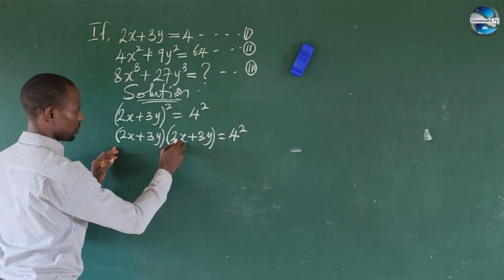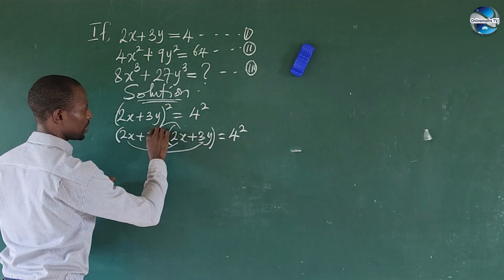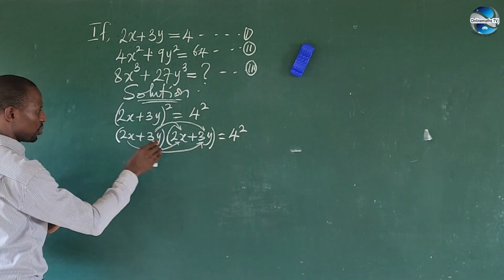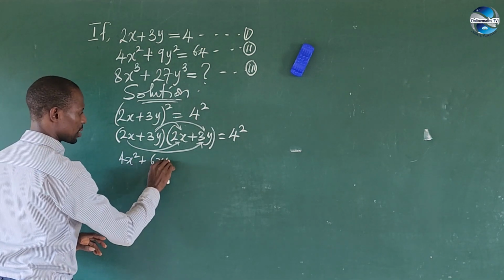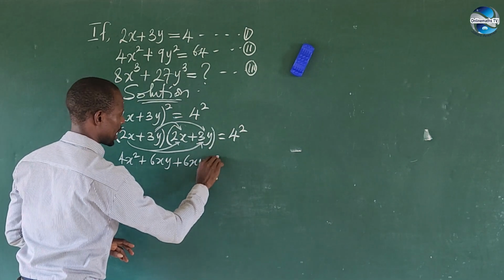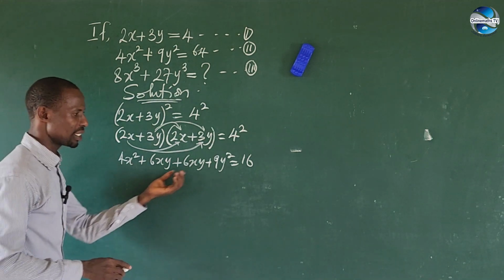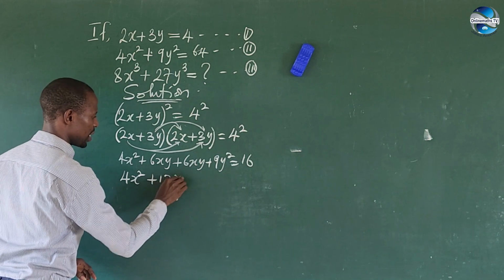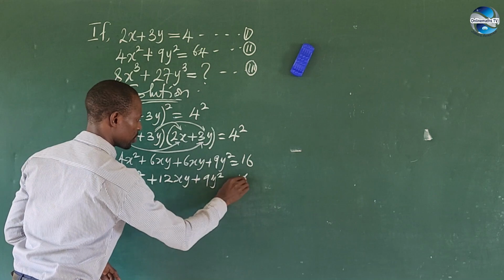So we multiply out 2 times this. Let me draw it out here. While this comes up here, this comes up here. If we follow the arrows, we are going to have 4x squared plus 6xy plus 6xy plus 9y squared equal to 16. So we can add these two terms to give us 4x squared plus 12xy plus 9y squared equal to 16.